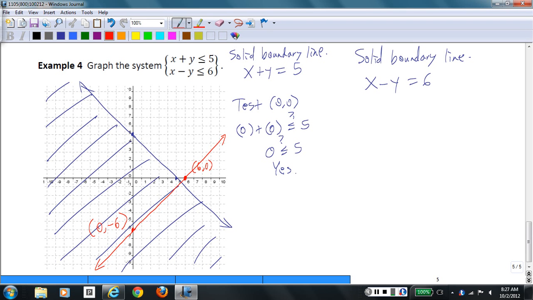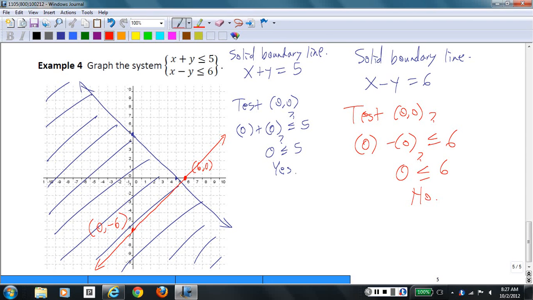And check the origin again. How about 0 minus 0? Is that less than or equal to 6? I need to choose some examples maybe where the origin does not work. Oops. But while it does work, I need to indicate that it does. Yes, this is a true statement. 0 is less than or equal to 6.